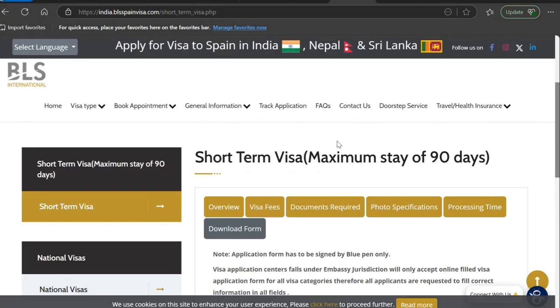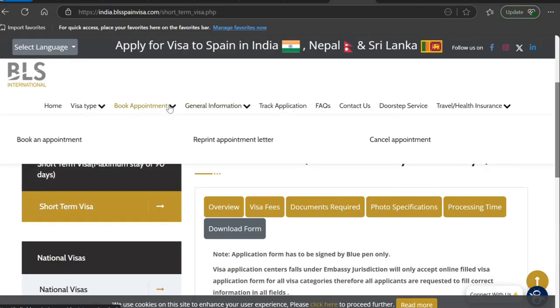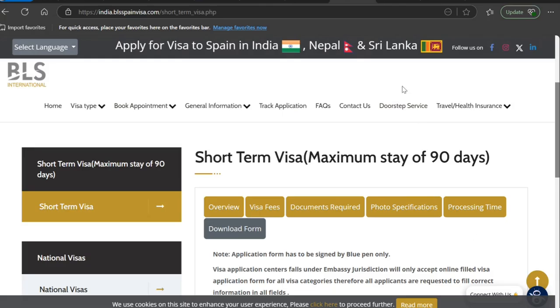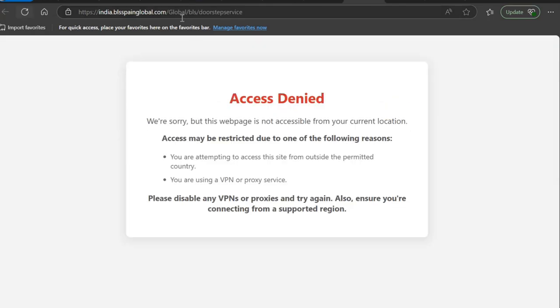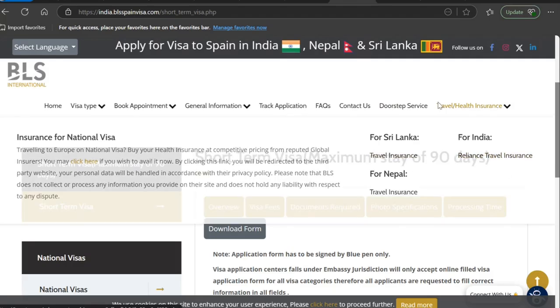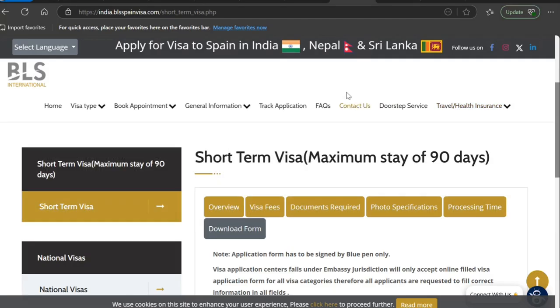Now, after you're all through the documents and other things, next is to book an appointment. So if I click on it, okay, unfortunately, based on my location, I cannot do this, but from here you can book the appointment. Okay. Even doorstep service, so I cannot access. Travel health insurance, wow, some they have endorsed. But anyway, you got an idea how you can do this yourself.